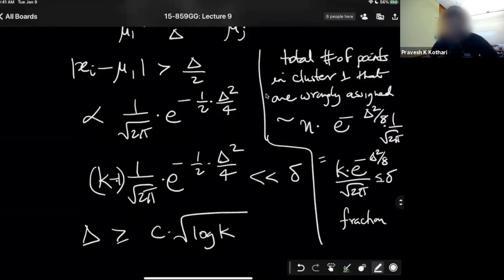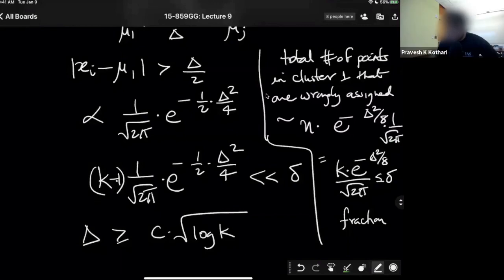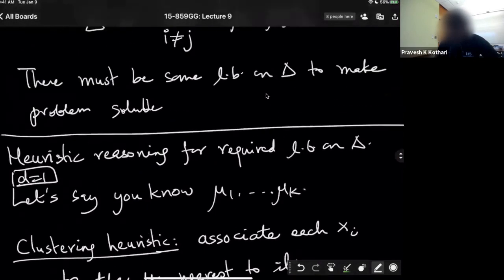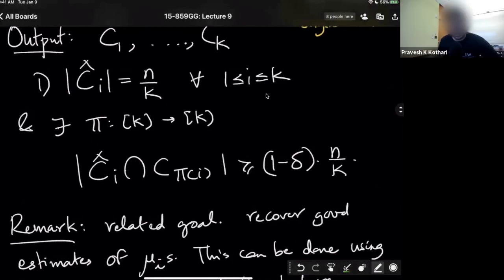All good? Misha, did I satisfy you? Yeah, I thought for some reason that delta was the classification error per point, not per cluster, basically. Right, yeah. So let's look at that. That was the k. That's where the factor k came in. Yeah. Right, yeah. Good.